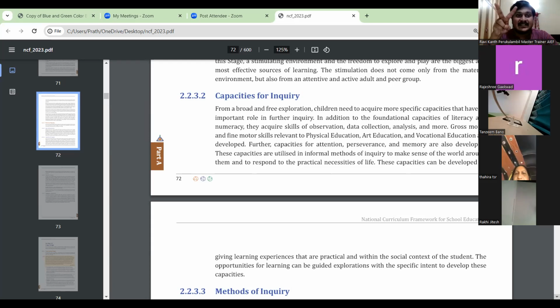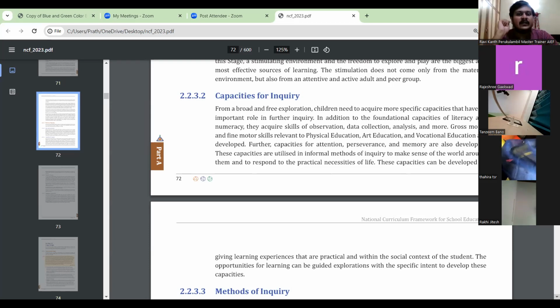There are two things which they are specifically stating here. Foundational literacy is very much important. Foundational numeracy is also very much important. Apart from that, observation skills, data collection, analyzing the data that has been collected. These three are also very much important. There are a few more also which haven't been named here.